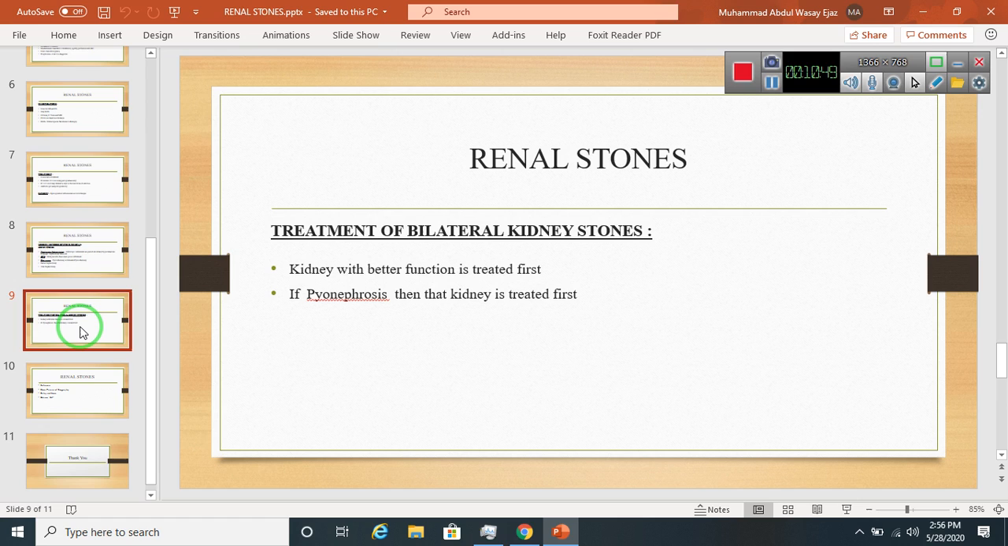Treatment for bilateral kidney stones: in case both kidneys have stones, then the kidney with a better function is treated first. Better function is seen with X-ray IVP. The kidney which shows the dye first is the better function kidney. Number two, if pyonephrosis is there, then that kidney is treated first, because there is a chance that that kidney may die immediately. So in order to try to save it, we do these operations on it first.